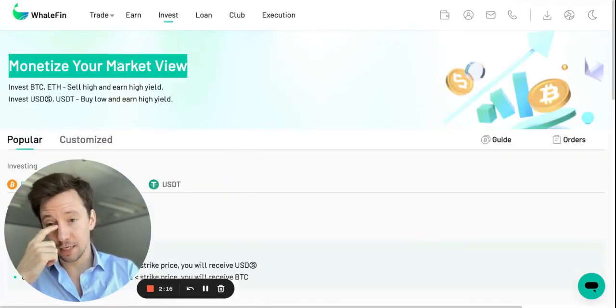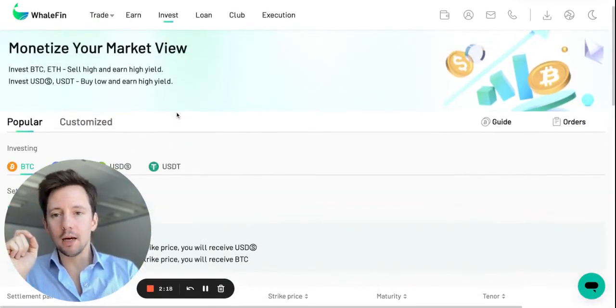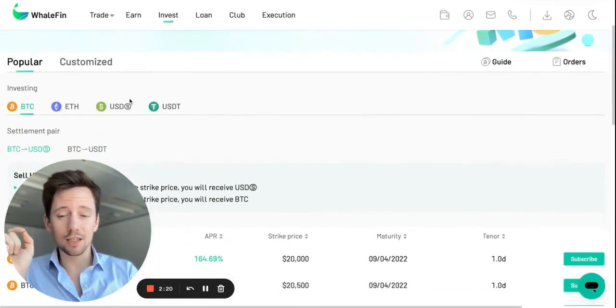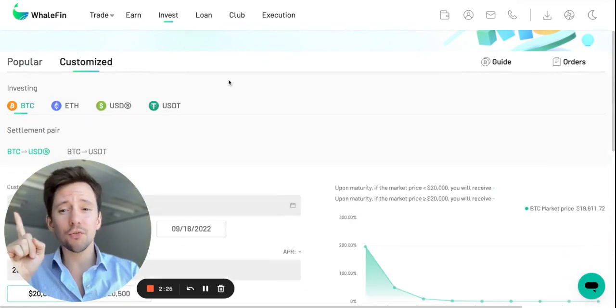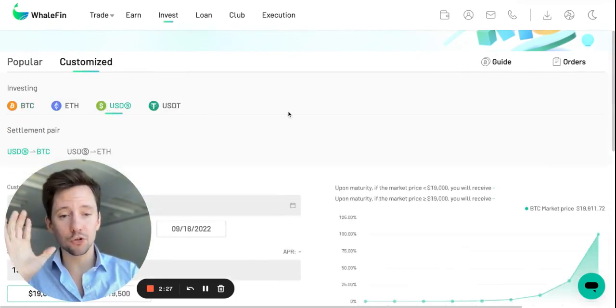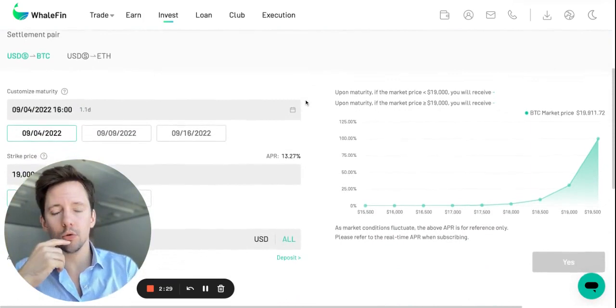You can monetize your market view by using the Invest tab, which is essentially giving you access to dual currency products. But it's worth noting it's not available for all clients in all jurisdictions. So go and check out if it is available for you.